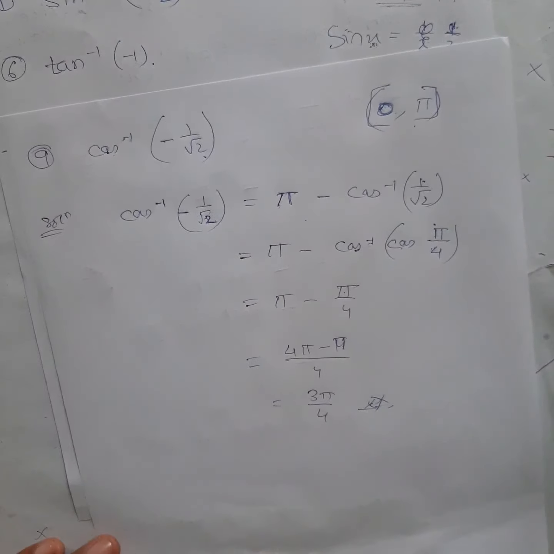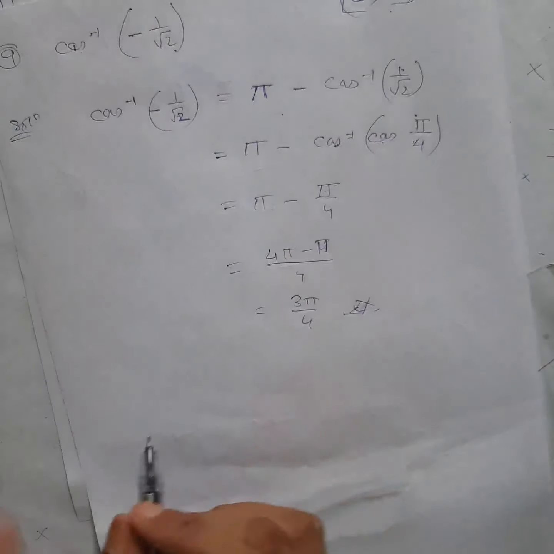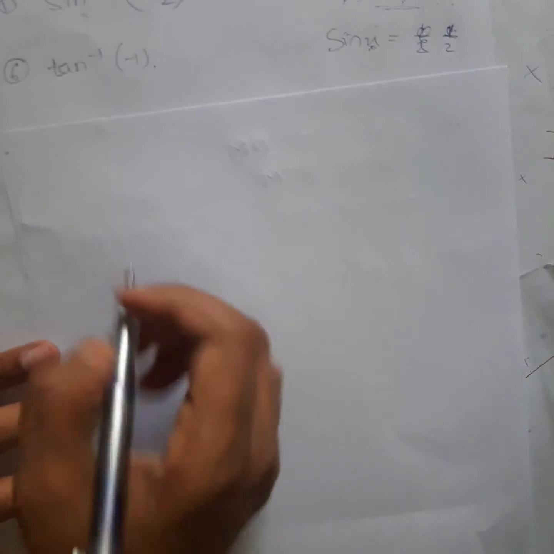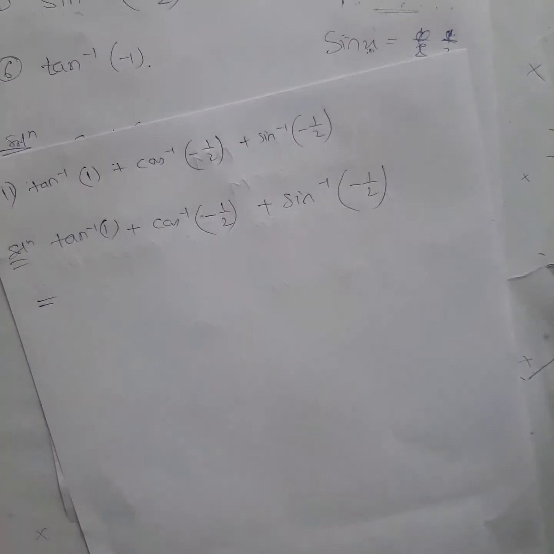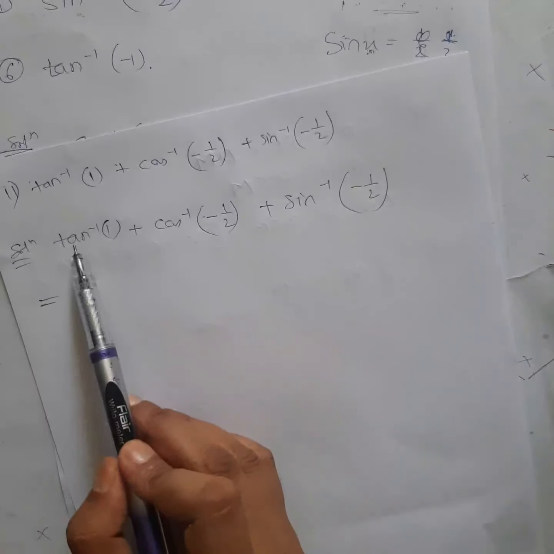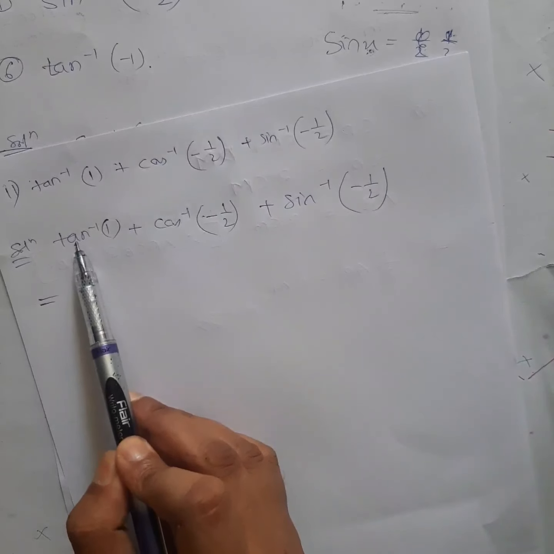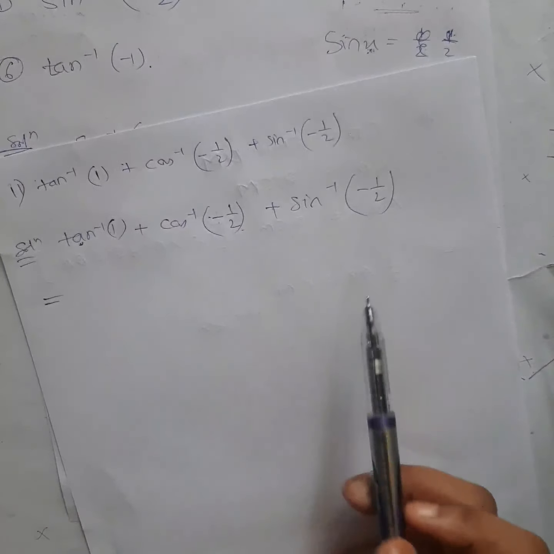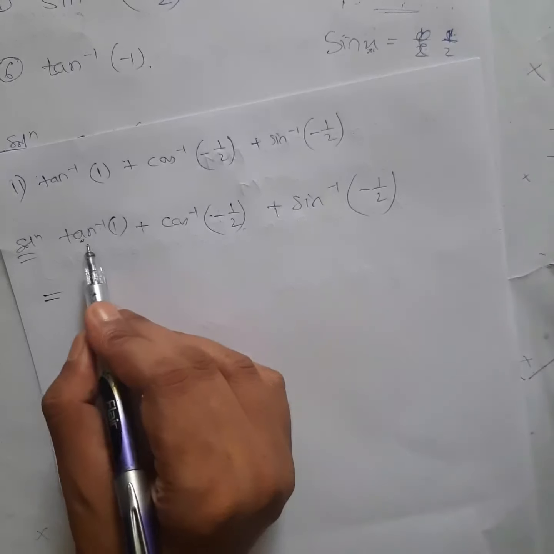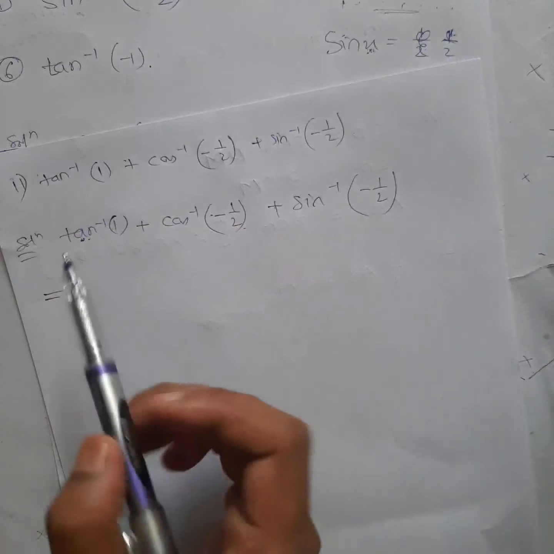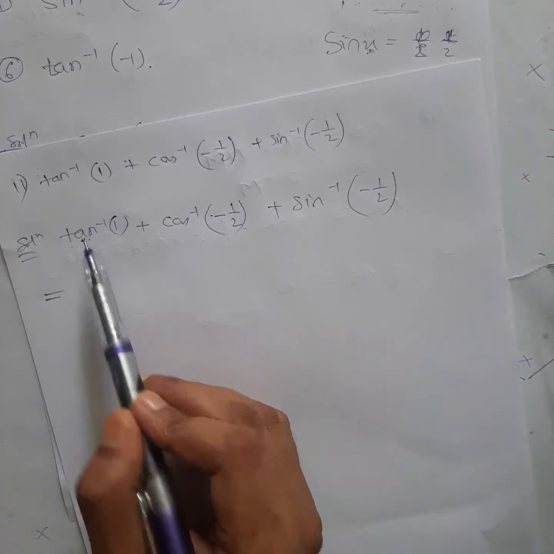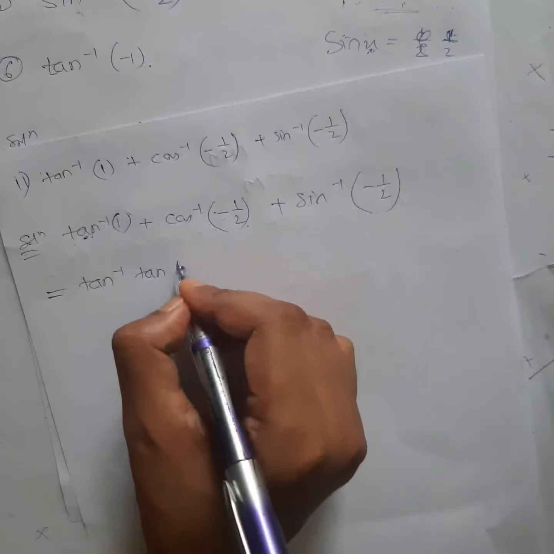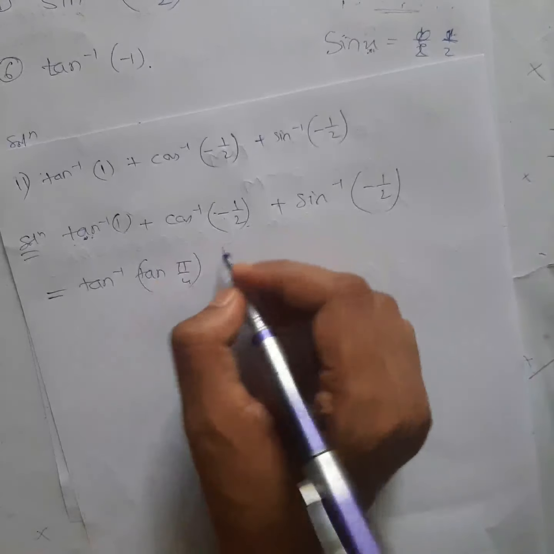I hope the exercise is very simple, right? So one more question, let me take question number 11. See what it says. They have asked you to find the value of this: tan inverse 1 plus cos inverse minus 1 by 2 plus sine inverse minus 1 by 2. Very simple question. If you have understood well, you can directly write down the value. Tan inverse 1 means pi by 4, right?